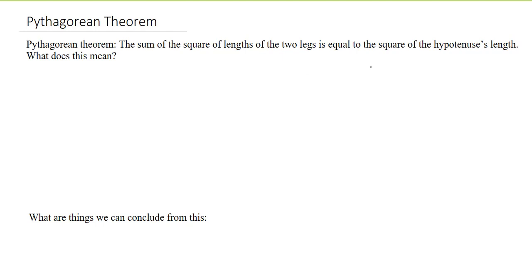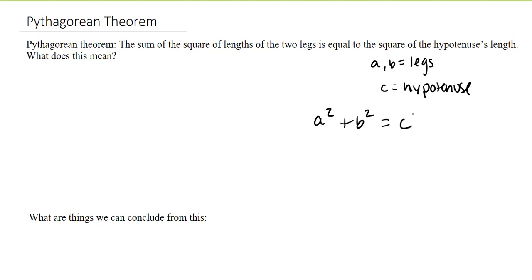If A and B are the legs and C is the hypotenuse, we would go A squared plus B squared, which is equal to C squared. So that's what this means, but it doesn't really make sense yet. So let's go ahead and draw this out. We have A, we have B, and we have C.